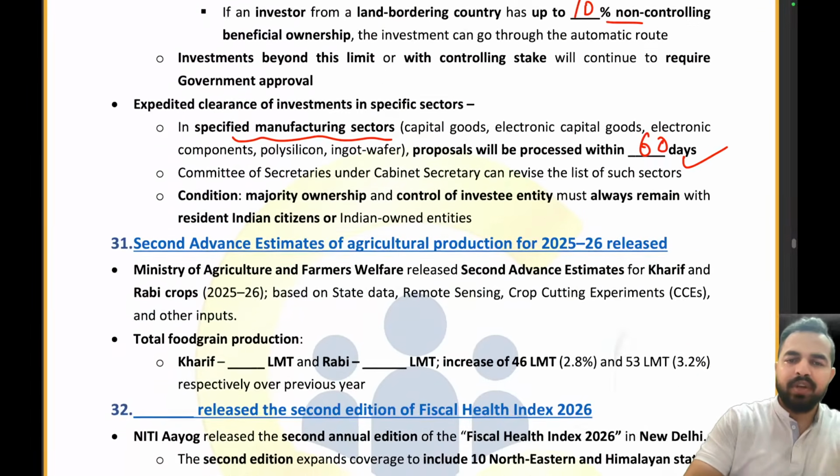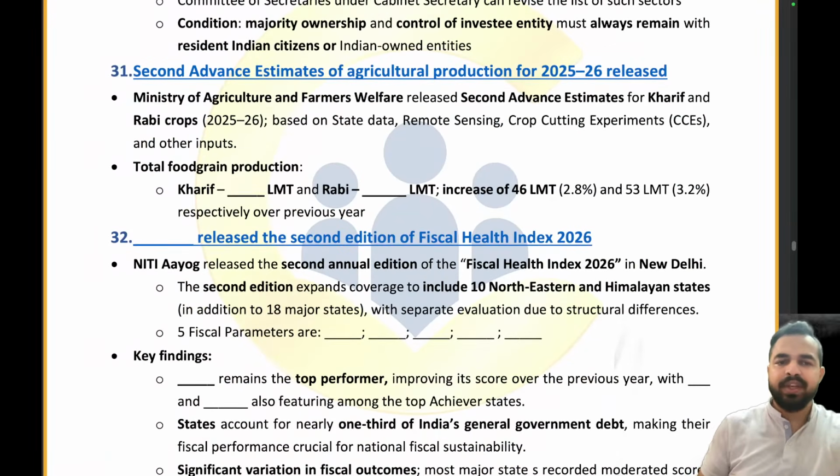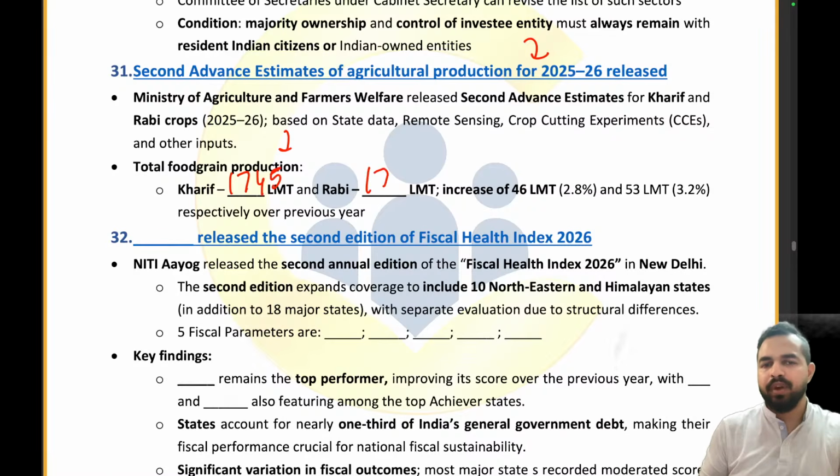Clear? So now let's try to answer this question, my dear friends. In the second advanced estimates of the agricultural production, what was the total food grain production in the Kharif season? 1745, right? In the Rabi season, 1741. That's all we need to do.